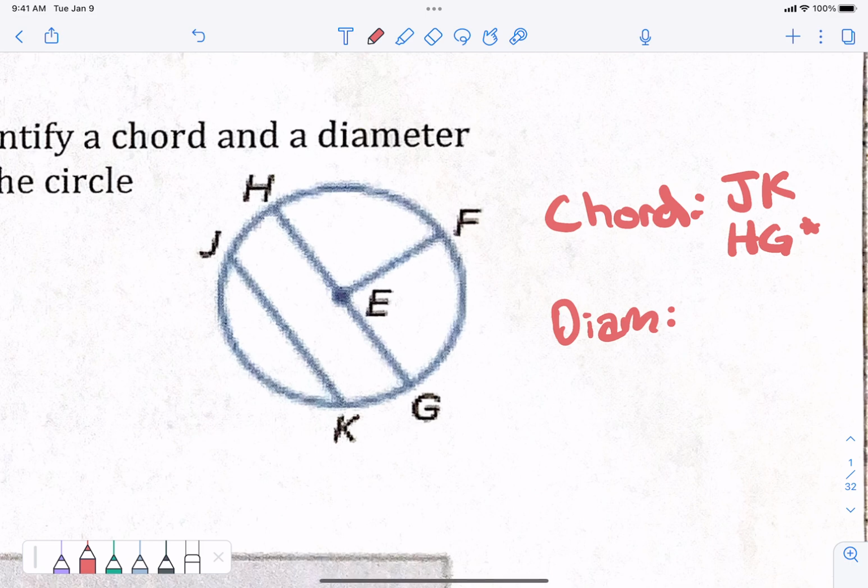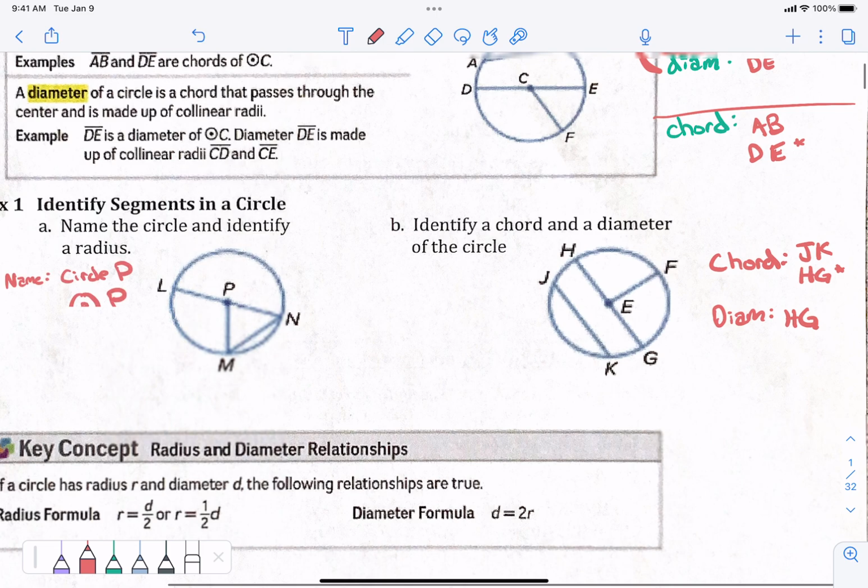I'm going to put a star by HG because HG is a special type of chord, which is the diameter. There is only one diameter here. What is EF then? The radius, right? So there's how that works. Good? Happy with that? This is just naming things, right?